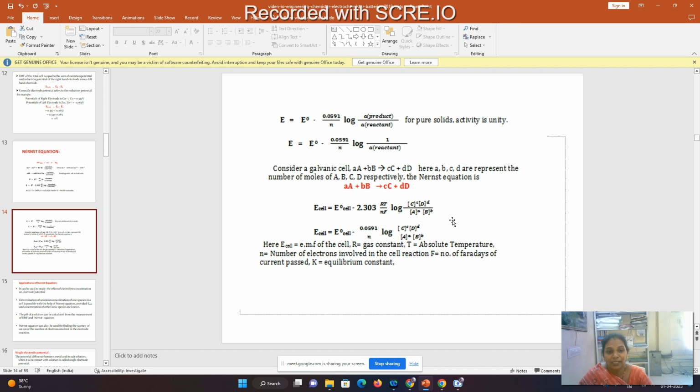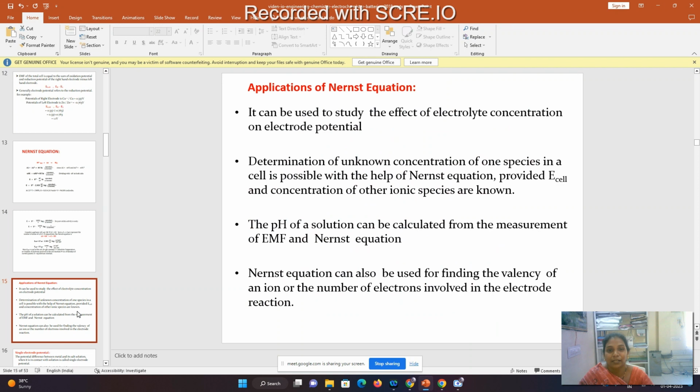Here E cell is the EMF of the cell, R is the gas constant, and T is the absolute temperature, n is the number of electrons involved in the cell reaction, F is the Faraday's charge passed, K is the equilibrium constant. Finally, we come to the applications of the Nernst equation. The Nernst equation can be used to study the effect of electrolyte concentration on the electrode potential. Determination of unknown concentration of one species in a cell is possible with the help of the Nernst equation, provided E cell and concentration of other ionic species are known. The pH of a solution can be calculated from the measurement of EMF and the Nernst equation. The Nernst equation can also be used for finding the valency of an ion or number of electrons involved in the electrode reaction.